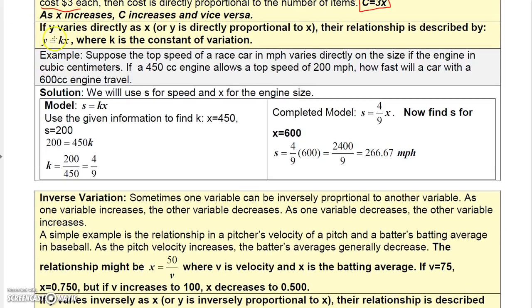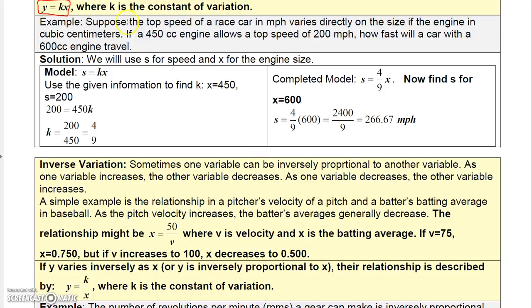Okay, so if Y is said to vary directly as X, it's also the same as saying Y is directly proportional to X, then their relationship is described by Y equals Kx, where K is some constant of variation. So let's take a look at that.